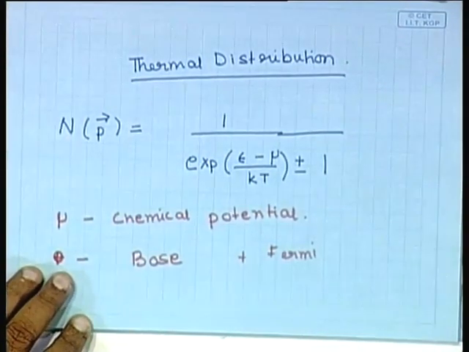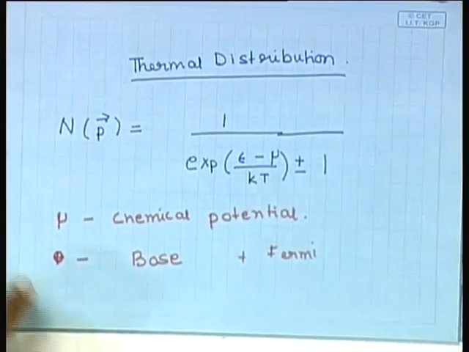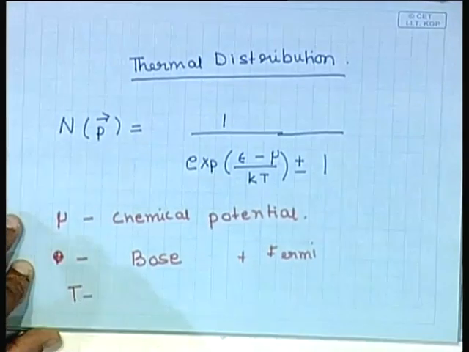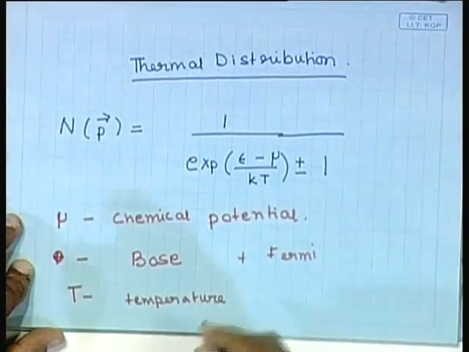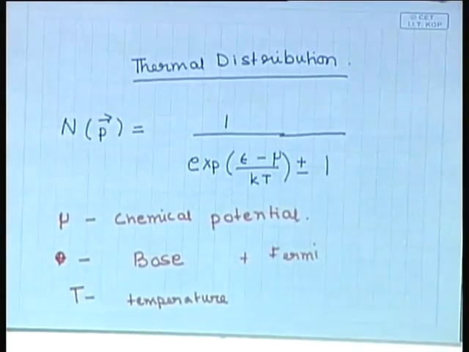A thermal distribution has two parameters. One is the mu, the chemical potential, the other is the temperature, which specify everything about the occupation number, the particle distribution. And the question that we are addressing is how does the particle occupation number, or the particle distribution, change with the expansion of the universe? That is the question that we are interested in.